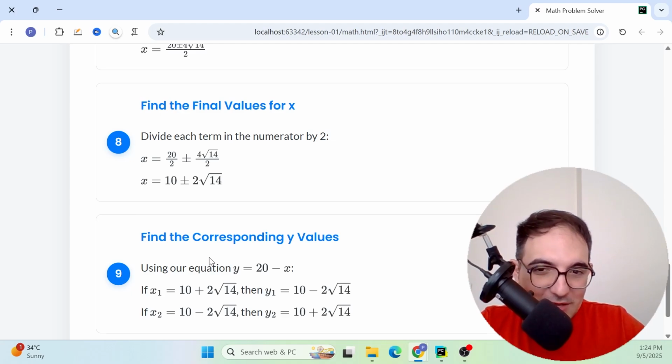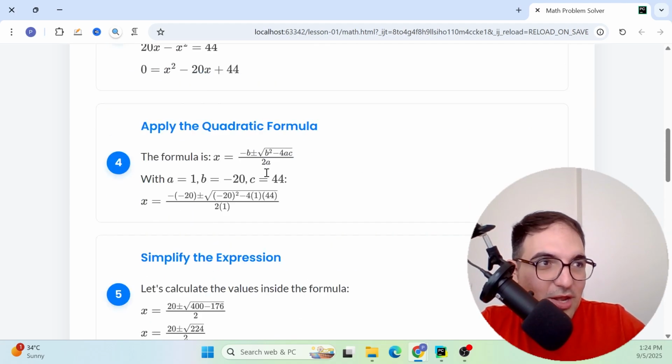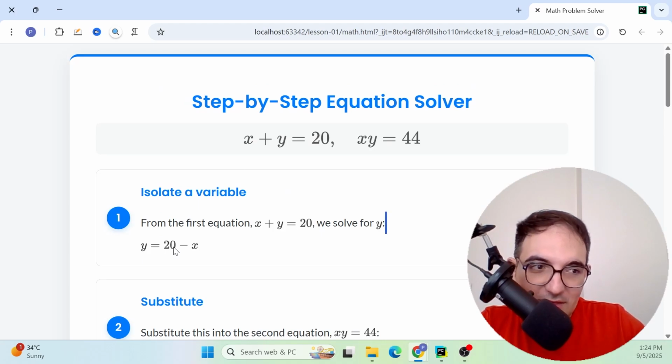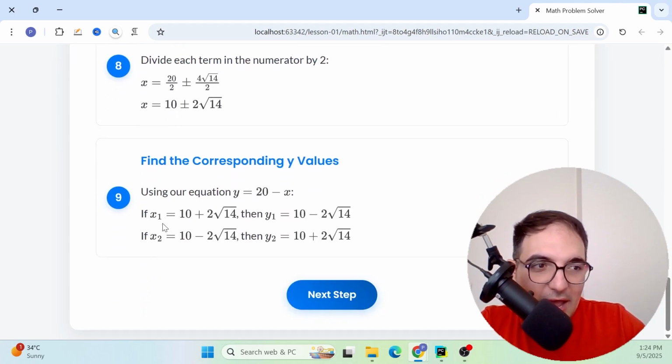Going to the next step, we have x, but what about y? y equals 20 minus x from step 1. Here, y is equal to 20 minus x, and we have the values for x. We have two values, x1 and x2, and we replace them. For x1 we have y1, and for x2 we have y2. If x is the minus version, y becomes the plus version, and if x is the plus version, y is the minus version.